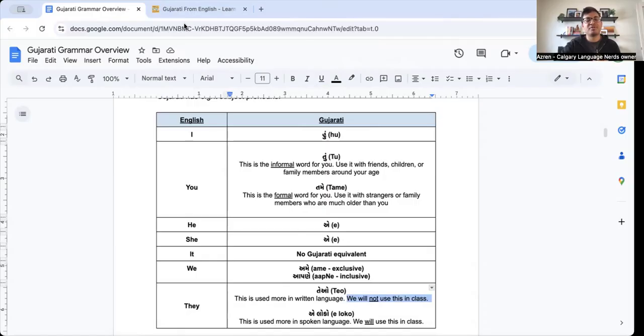A much more common word for they that's used in spoken language is e loco. E loco pretty much translates to like those people, something like that. So it's not exactly they, but roughly speaking, it's going to work. Functionally, it's going to translate to they in most cases in Gujarati.